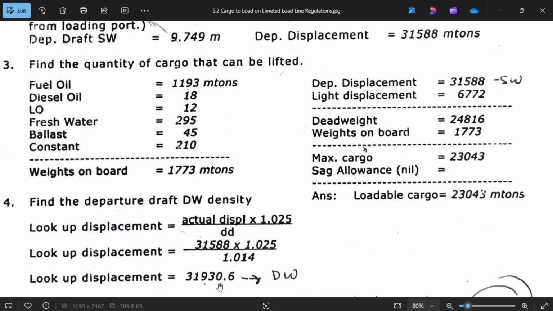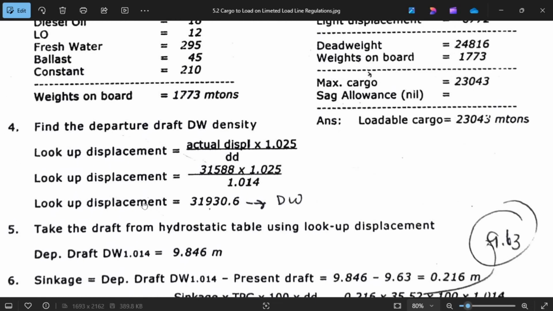Okay, so take note, your dock water displacement is more than your salt water displacement. This one is 31588 and this one is 31930.6. Just take note of that. When your density is lower than salt water, your displacement in dock water will be more. Okay, so then we go to number 5.